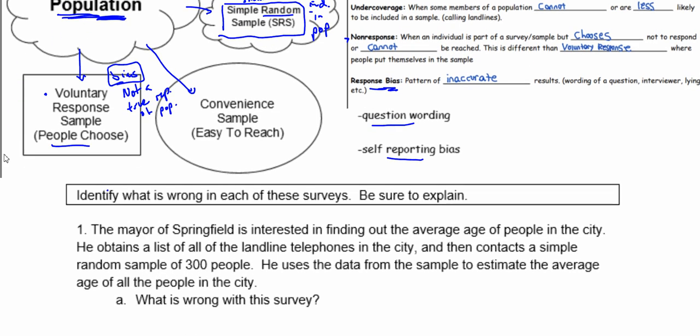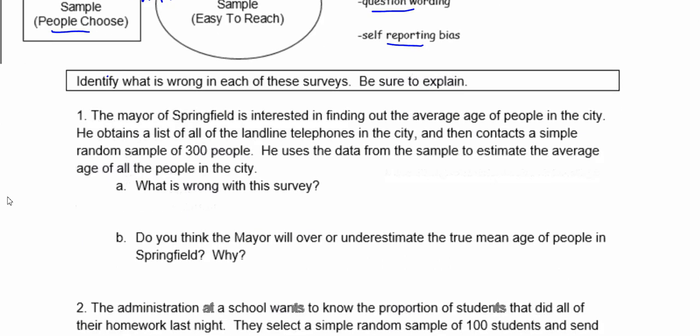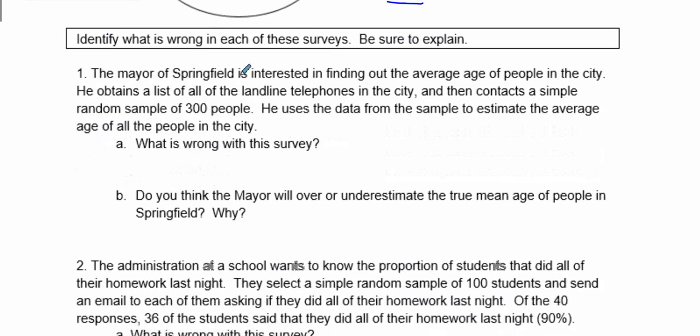So identify what is wrong with each of these surveys. Be sure to explain what you have here. The mayor of Springfield is interested in finding out the average age of people in the city. So we're trying to find average age. He obtains a list of all landline telephones that can contact us and then contacts a simple random sample. Okay, so he does just landlines. He uses data from the sample to estimate the average age of all people in the city. So all people in the city.